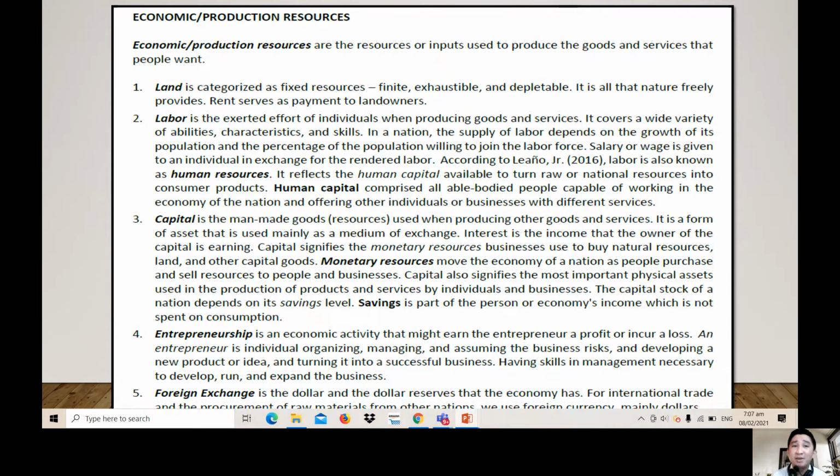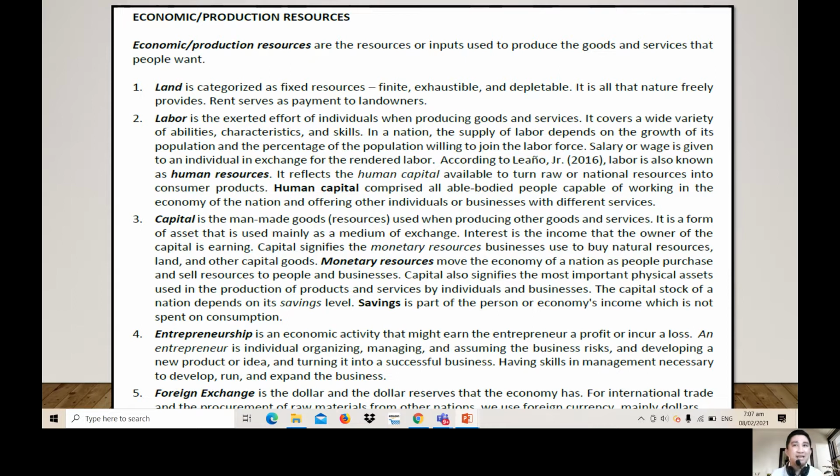And now we have here the economic production resources. So economic production resources are the resources or inputs. When we say inputs, ito yung kailangan to produce the goods and services that the people wanted. Okay? So first is the land. This is categorized as fixed resources. Finite, exhaustible, and depletable. It is all that nature freely provides. Rent serves as payment to landowners.